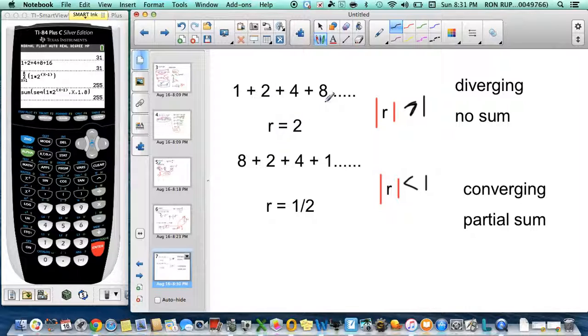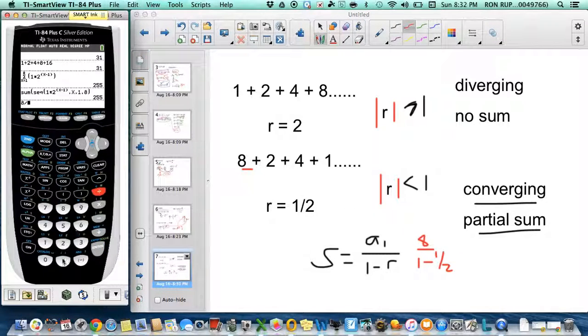This one, no sum, diverging. This one, 1/2 is less than 1, so it's converging, so there's a partial sum. You have to do this: S, which is a partial sum, is the first term divided by 1 minus your common ratio. So it's pretty easy. Our first term is 8, and we know our common ratio to be 1/2. 1 minus 1/2 is 1/2. 8 divided by 1/2 is 16. The partial sum of this is 16.